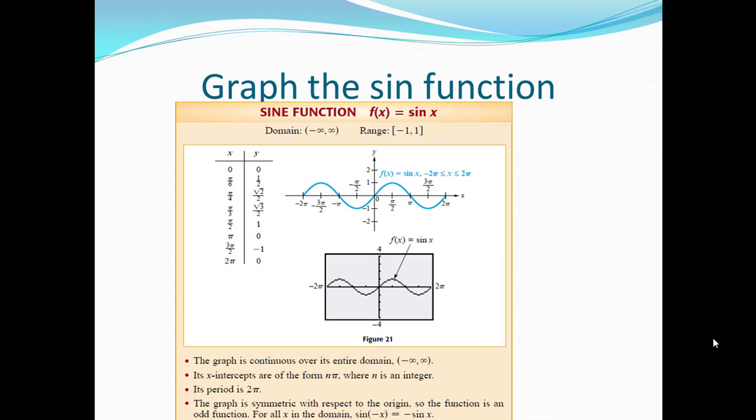If we study this graph of the function, we will find our domain. We can use any number; there is no number we cannot choose in the sine function. So the domain of the function is from negative infinity to infinity. That means the domain of the function is all real numbers, as you see.